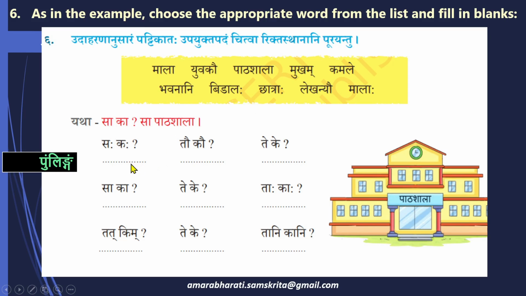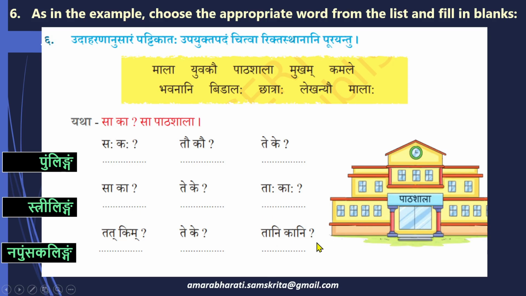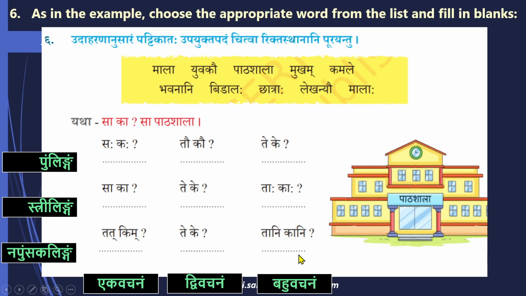Before that we need to know what these entries are. The first row is Pumlingam, the second row is Strilingam, and the third row is Napumsakalingam. The first column is Ekavachanam, the second column is Dvivachanam, and the third column is Bahuvachanam. With this background information, we have to fill in the blanks. They have already given Pathashala, so we strike it off. We have the remaining 9 words to fill. We'll fill the easier ones first and then the difficult ones later.